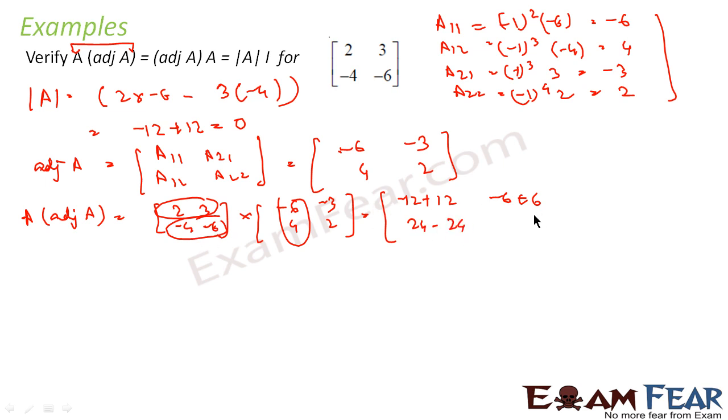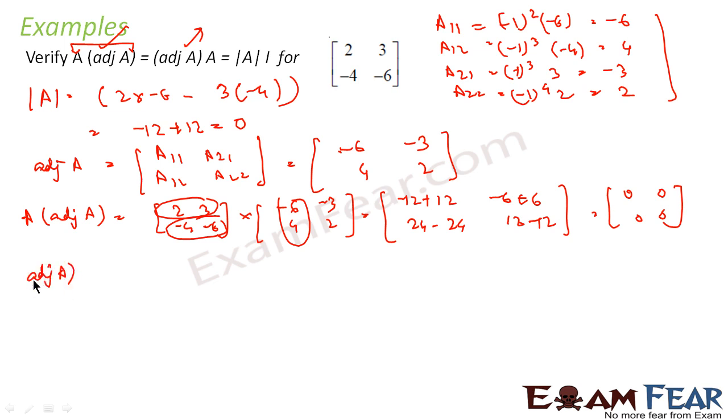Minus 4 into minus 3 is 12, minus plus 6 into minus 2 is minus 2. This is nothing but 0, 0, 0, 0. And that is the value of determinant of A into Y, because determinant of A is 0. So first part is proved. Let's prove the second part.